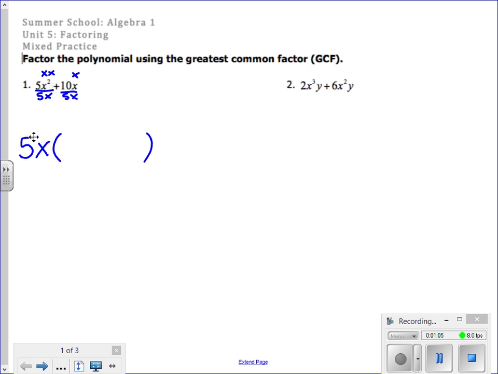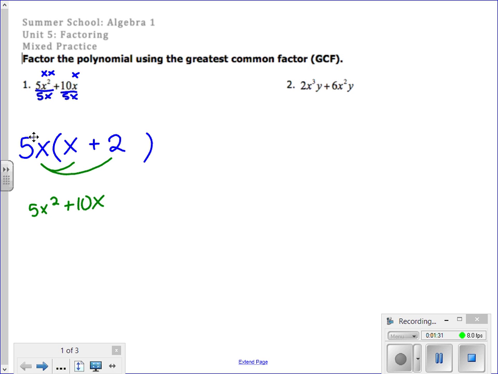When I divide by 5x, I'm left with just x from the first term. 10x divided by 5x is 2. That's your answer, 5x times x plus 2. If you wanted to check, you could distribute 5x to both terms. 5x times x is 5x squared. 5x times 2 is 10x. That's what you started with, so you know that you got the right answer.